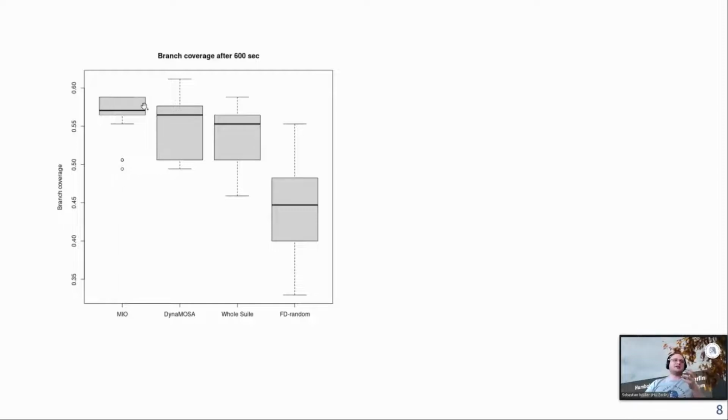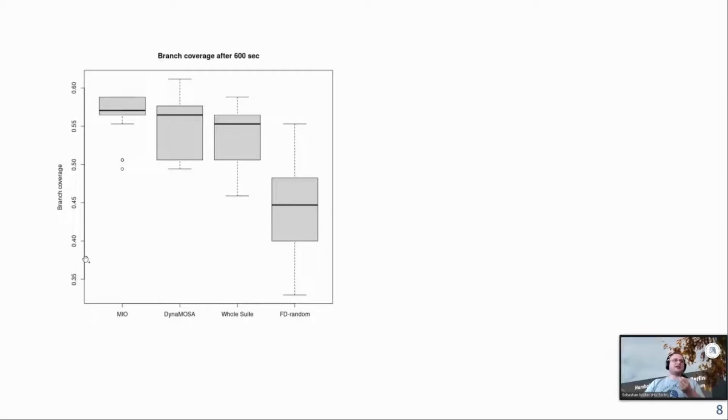randomness actually fared here. We also see that both DynaMOSA and whole suite generation are quite close to each other, and as expected, they all fared a lot better than the FD random, feedback-directed random approach, that is somewhat similar to the Java Randoop approach.